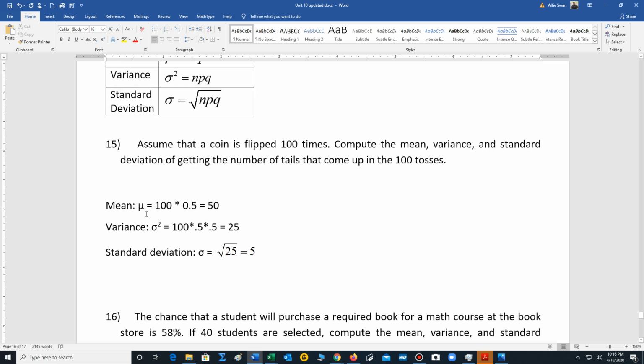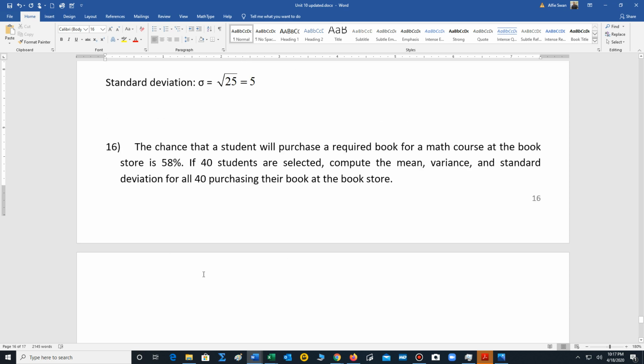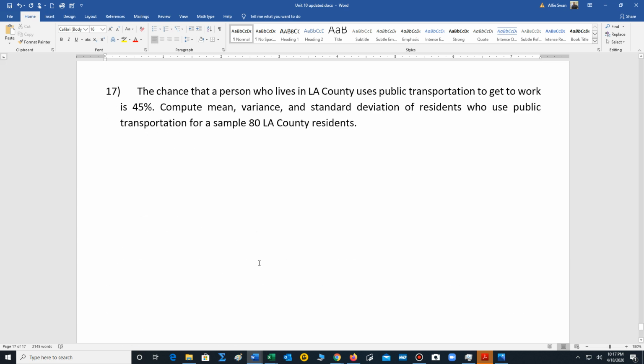Well, the mean is 100 times the probability of getting tails, which is 0.5. So the mean, the average number of tails we would expect in 100 tosses, is 50. The variance is 100 times 0.5 times 0.5, which is 25. Finally, the standard deviation, you just take the square root of the variance, radical 25 is 5. So we have the mean, variance, and standard deviation. And there are a couple of problems for you to try.